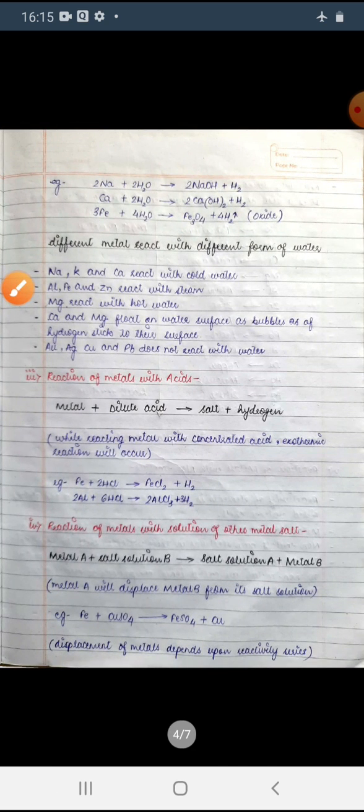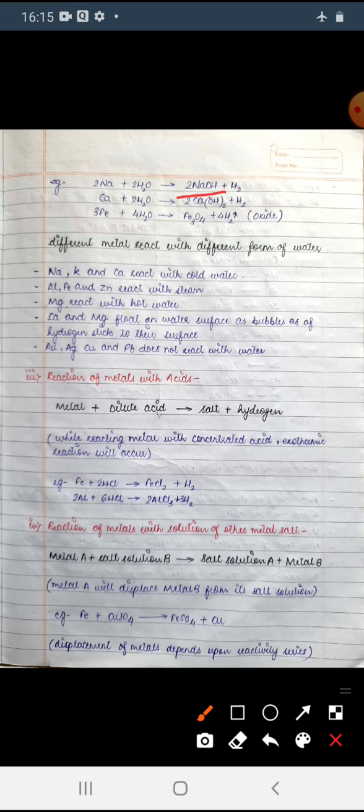Example: when sodium reacts with water, it forms NaOH and H2 gas is released. Now here, what is NaOH? NaOH is a hydroxide. What do we call NaOH? NaOH is sodium hydroxide. We do not call this sodium oxide, and here OH is there, that means hydroxide is formed. So sodium hydroxide is formed.